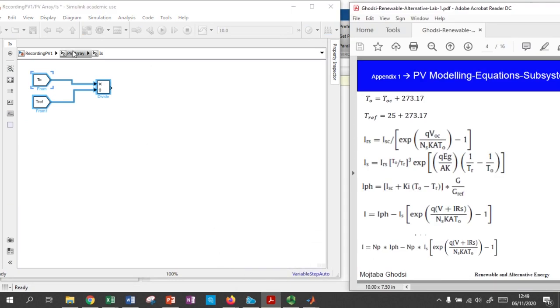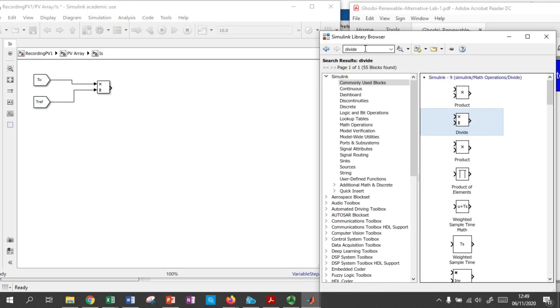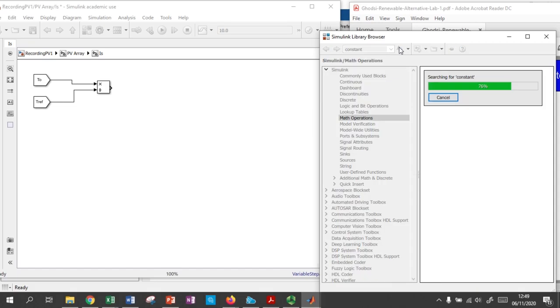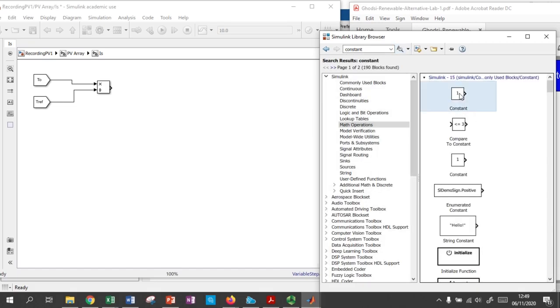Okay, now what else do I need? I need 1 over TR. Then I will find a constant. A constant is in math operations. This is a 1. Then I will write constant. Constant is here. This is a 1. I will press it here, 1.